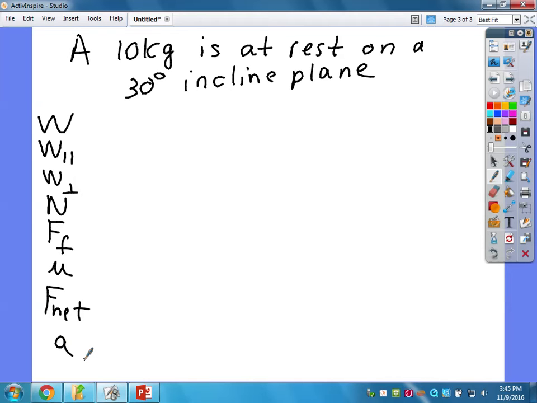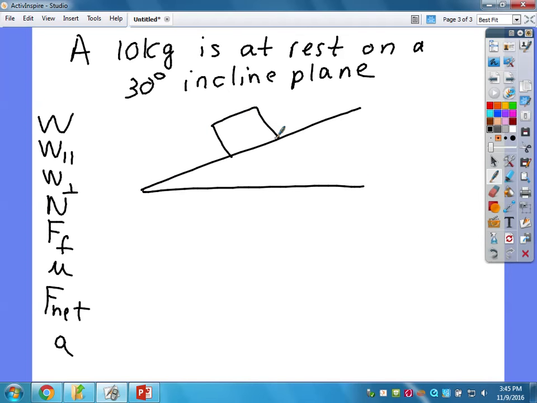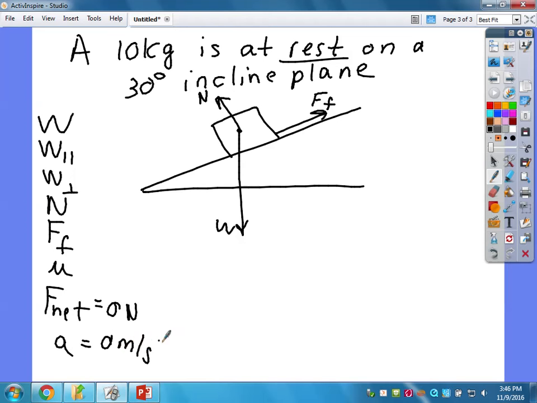So first things first, draw it out. Always, always, always draw the free body diagram. So I have weight going straight down, normal going up. Do I have friction? I absolutely do. Otherwise, this object's going to slide down. So there is frictional force. I can already make that assumption. The box wants to go down the inclined plane. It doesn't want to sit there, but friction is going to make it stay. Well, first off, the object's at rest, so I know net force is 0 and acceleration is 0.